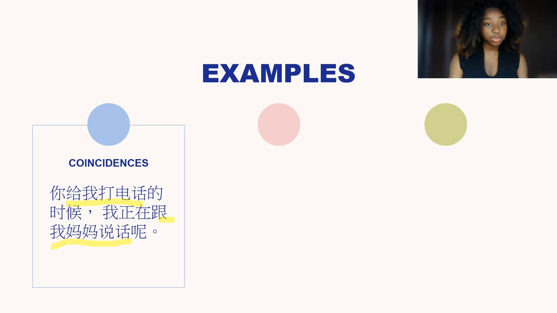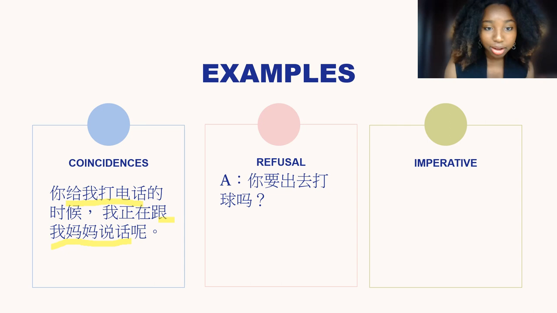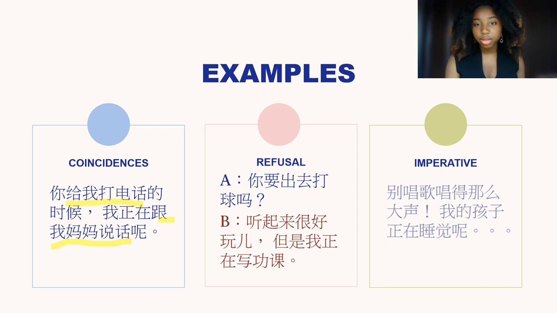The second one is refusal. Let's look at this quick dialogue. The first person says, 你要出去打球吗? And the second person says, 听起来很好玩。但是我正在写功课。Do you want to go out and play ball? Sounds great, but I'm doing my homework. 听起来很好玩 means sounds fun. 但是我正在写功课 would be different than 但是我写功课, "but I do homework." It's like, okay, 我听得懂, but 我正在写功课. You're interrupting my process of doing my homework.